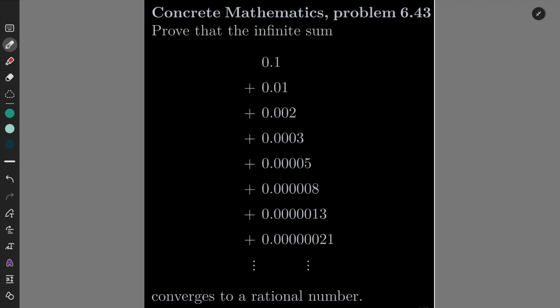Hello friends, in this video I'd like to solve the following problem from the Concrete Mathematics textbook. It's problem number 33 from the 6th chapter. So we wish to prove that the following infinite sum, 0.1 plus 0.01 plus 0.002 plus 0.0003 and so on, converges to a rational number.